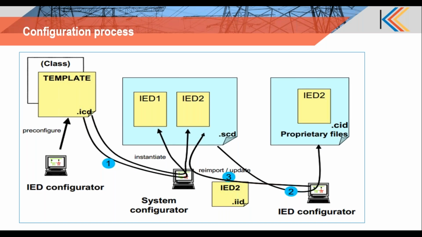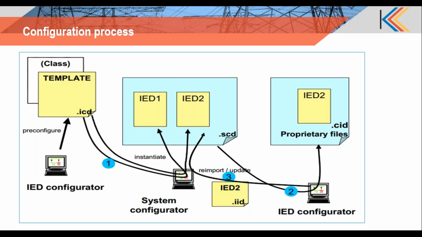And this is another diagram which shows the configuration mapping. I was telling you the ICD is basically a template file. It does not have any instantiated information. That means it can be a pre-configured template file which defines the capabilities of the IED. And if you have two IEDs of the same type in your project, the system configuration tool basically uses the ICD file, and it will generate two separate instances of that ICD as IED1 and IED2 in the SCD file.